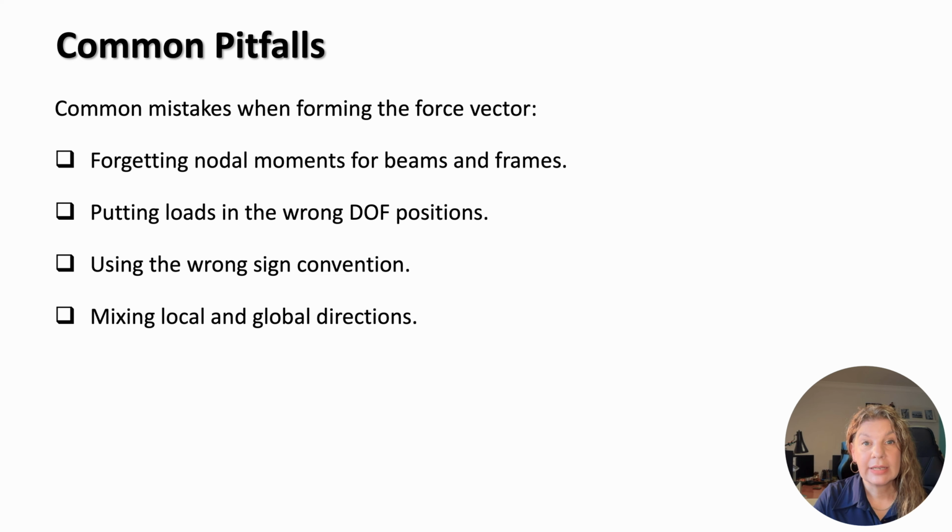Before we move on to coding, let's quickly look at some common pitfalls. The first is forgetting nodal moments in beam and frame problems. The second is placing forces in the wrong degree of freedom position. Another issue is sign errors, using the wrong sign convention for vertical forces or nodal moments. And finally, sometimes loads are mistakenly applied in local axes instead of the global axes. These are avoidable mistakes, but they do happen often, so always check carefully when building your vector.